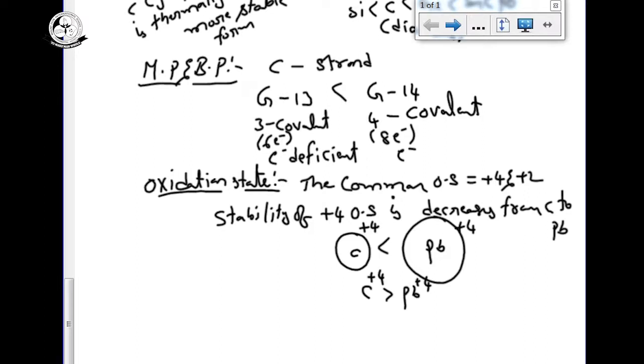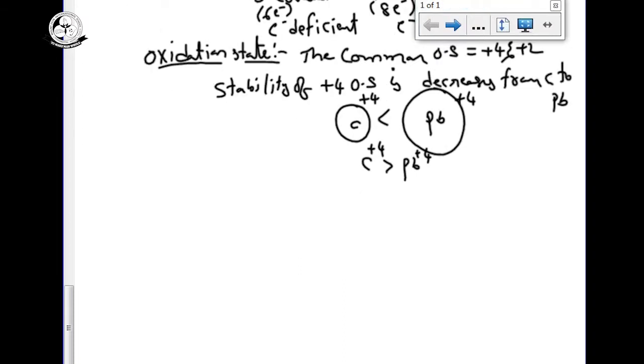But for stability, carbon is more stable than lead in the +4 oxidation state. Which is the more stable oxidation state? For group 14 elements, in +4, carbon is more stable than lead. The reason is the inert pair effect. We already know what the inert pair effect is. Inert pair effect means the outermost electrons.